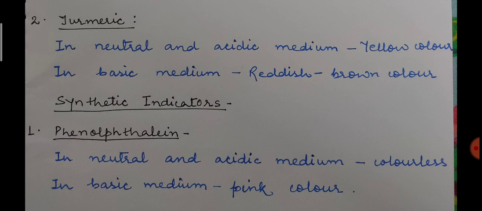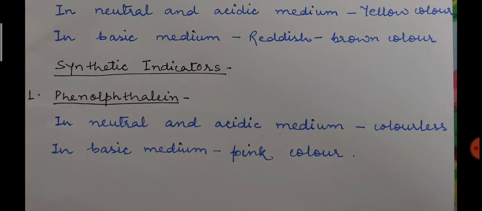Now if you haven't observed it till now, you can test it also. You can make a turmeric paste and put it on any old cloth, and when you wash it with soap, that yellow color will change into a reddish brown sort of color, because soap is basic in nature.